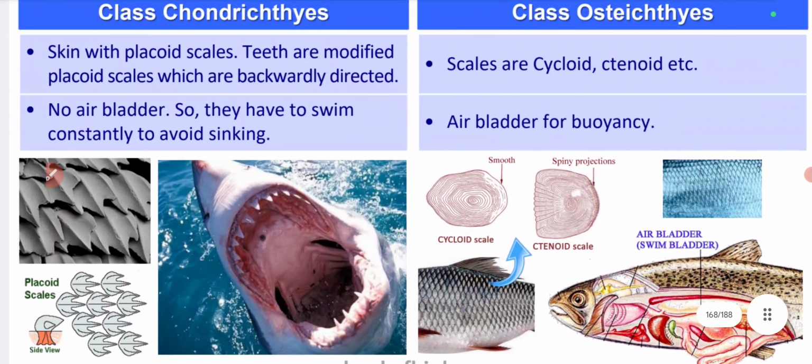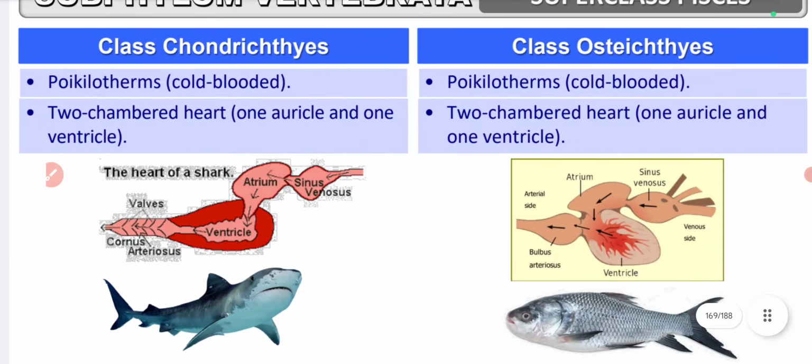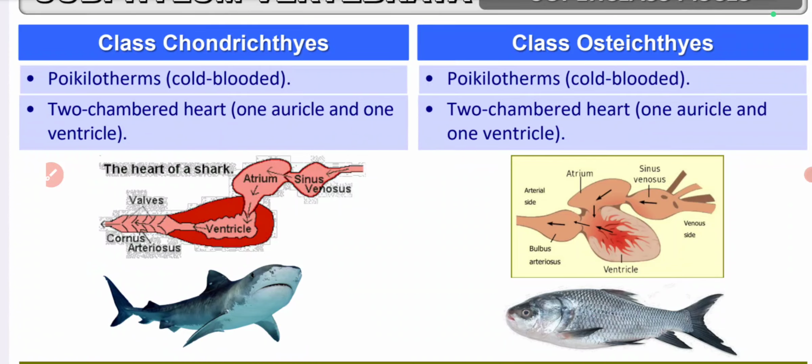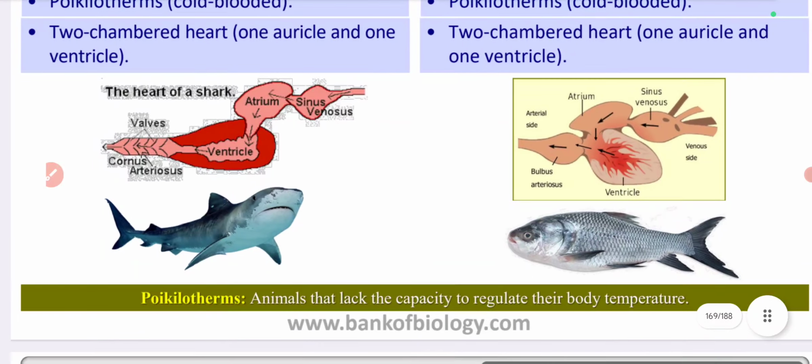In class Chondrichthyes, no air bladder is present, so they have to swim constantly to avoid sinking. But in Osteichthyes, an air bladder is present for buoyancy. Both are poikilotherms, which means cold-blooded animals. Both classes have a 2-chambered heart, with 1 auricle and 1 ventricle. These points are the same in both classes.